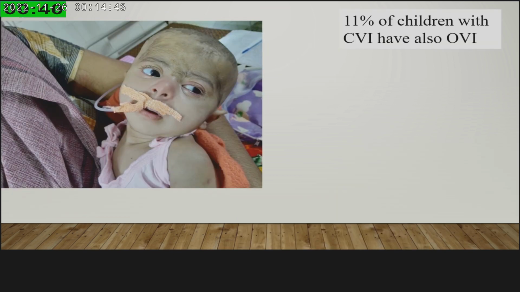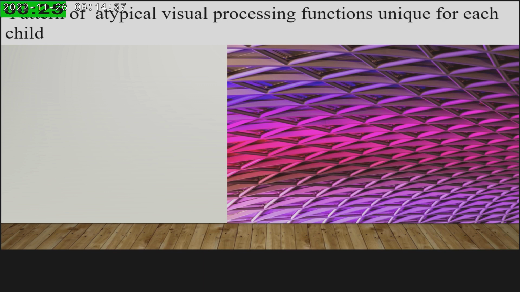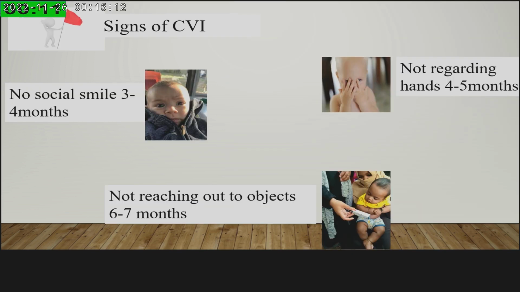Then always keep in mind that about 10% or 11% of these children have associated ocular visual impairment. The child with hydrocephalus also had bilateral cataract. Then what is very interesting is that the pattern of atypical visual processing, the problems involved in each child, will be unique. No child with CVI is comparable to another. They are unique.